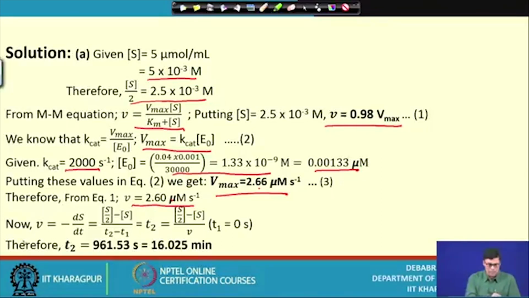Once you have the V value, for half the degradation, how much time is required, where the velocity is equal to this. We can find this is T minus T2, so T2 we can calculate. This is divided by V. Then T2 will be equal to 16.025 minutes.